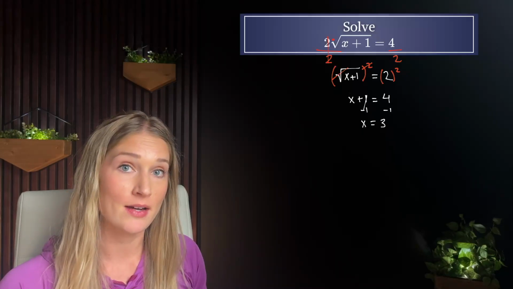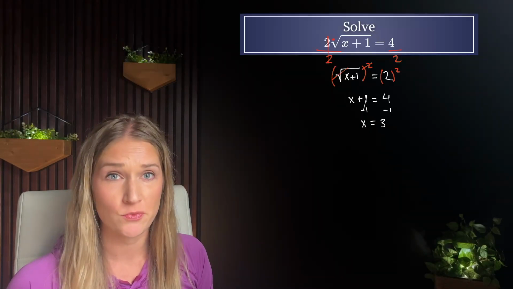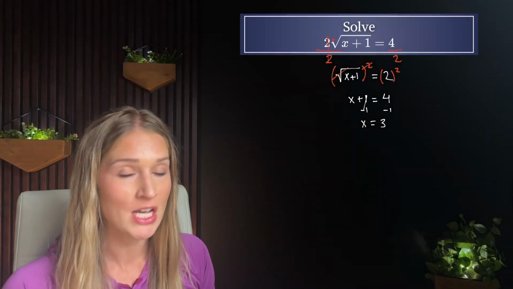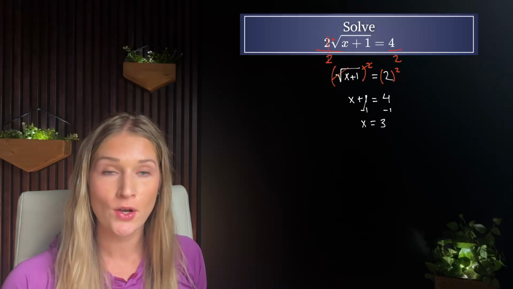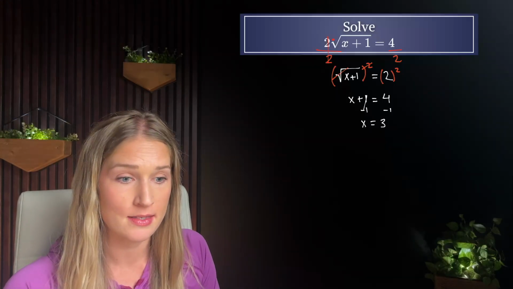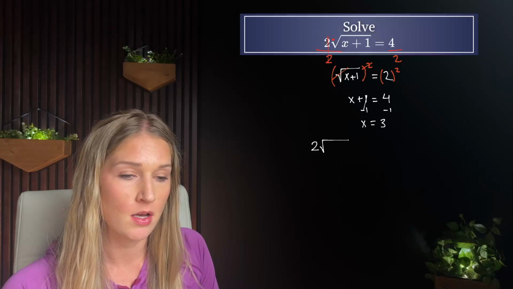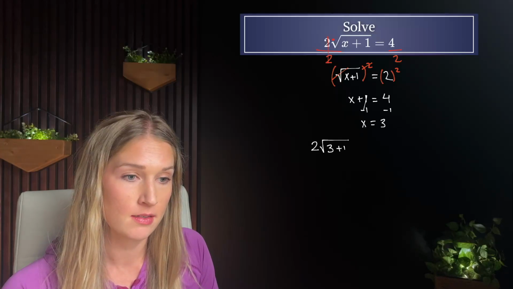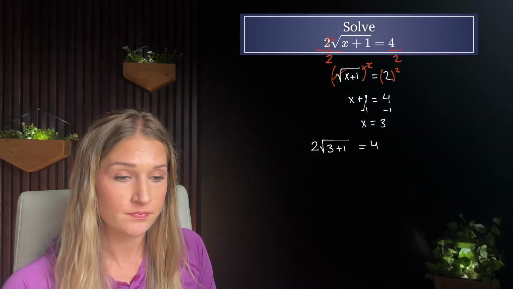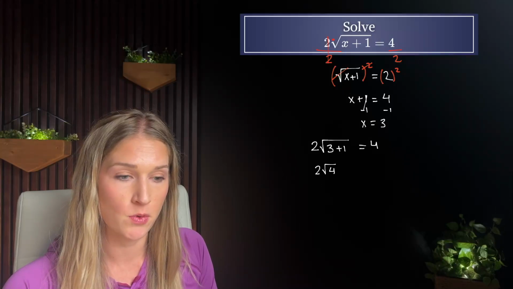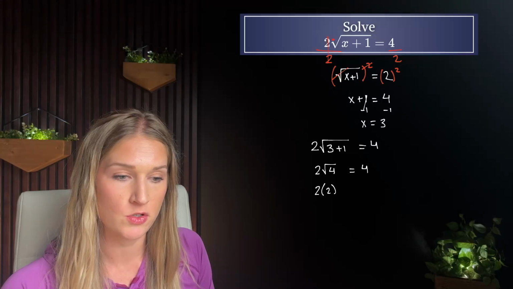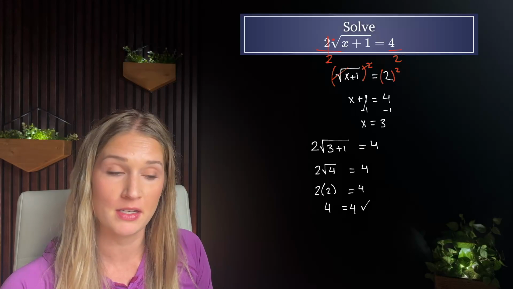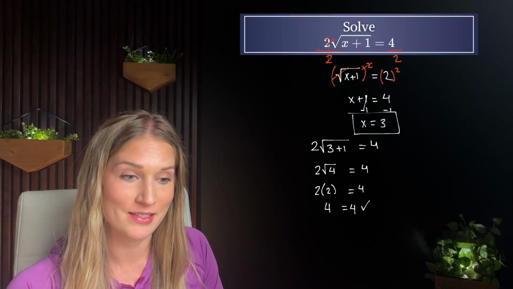When you're solving radical equations, you need to be super careful because radicals have certain domain restrictions. Remember, we can't have negative numbers underneath a radical. So once you get an answer, go back and just make sure that it makes sense. So I've got 2 times the square root of x plus 1, x is 3, and that should equal 4. So 2 times the square root of 4 should equal 4. I know that the square root of 4 is 2, so this is 2 times 2 should equal 4. And 4 equals 4. That is a true statement, which tells me that my solution is x equals 3.